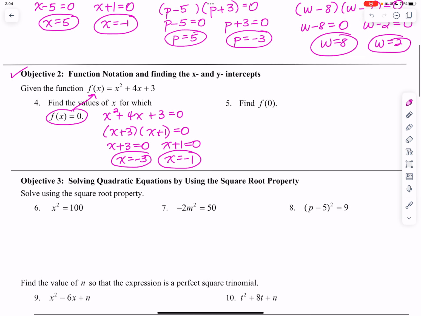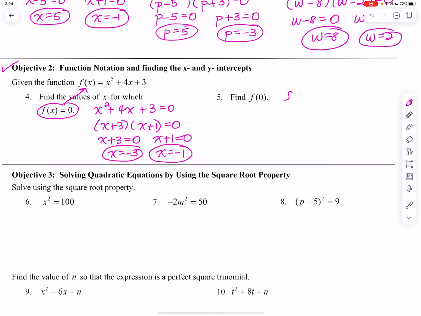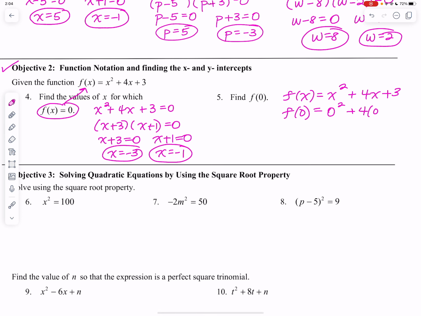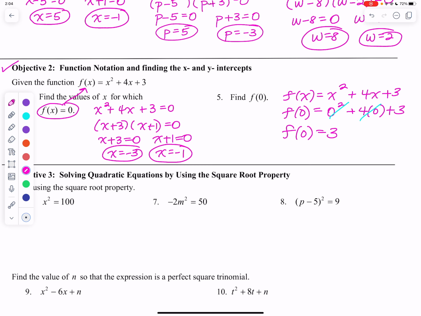Now we want to find f of 0. So here we have f of x equals x squared plus 4x plus 3. And so f of 0, everywhere there's an x, we're going to write a 0. And you can see here that we end up with f of 0 is equal to 3.